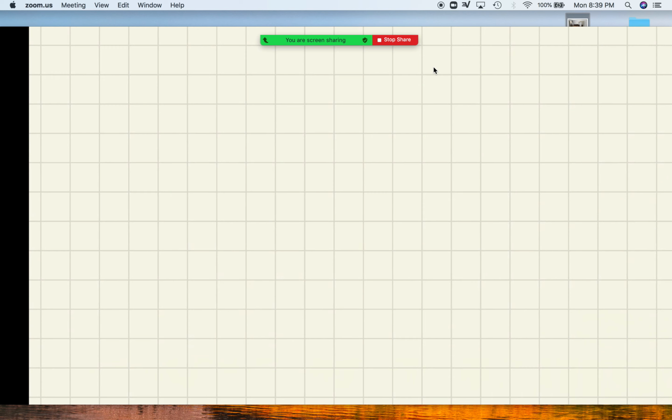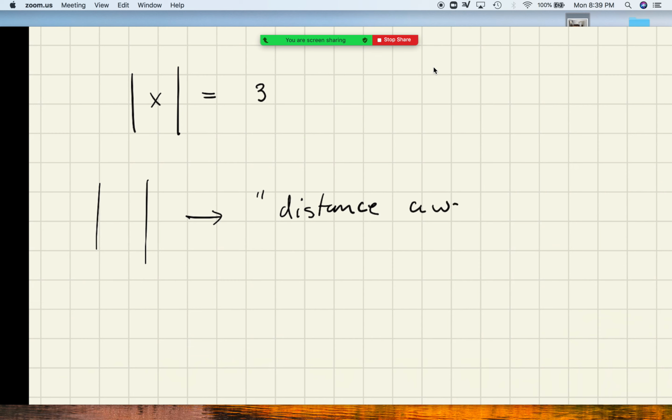So an absolute value equation at the simplest is like the absolute value of x equals 3. What this means, in words, is that absolute value means distance away from 0.